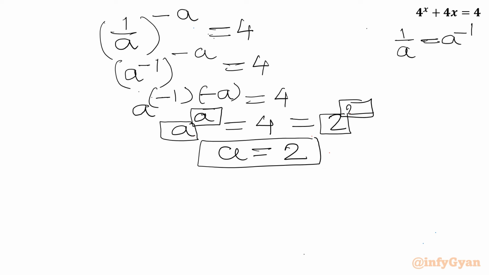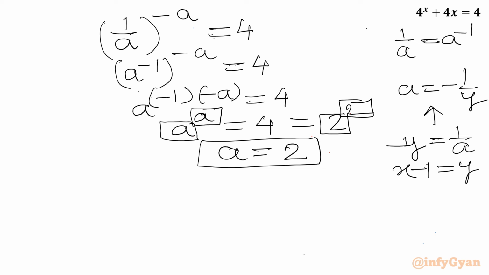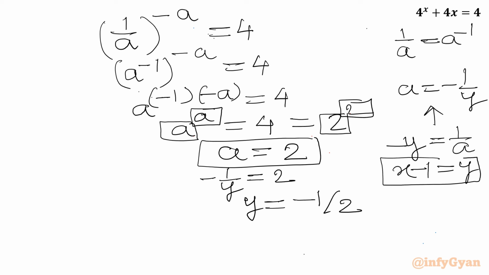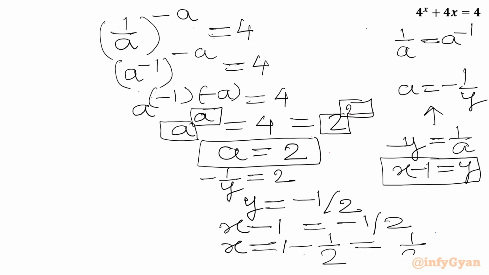Now the turn of putting back our substitution. Our substitution was minus y equal to 1 over a, and x minus 1 was y. So if I write here the a value, minus 1 over y equal to 2. So we can write the y value will be equal to negative half, and x minus 1 equal to y. So I will write x minus 1 equal to negative half, or x equal to 1 minus 1 over 2. So the value will be half. So our solution will be x equal to half.